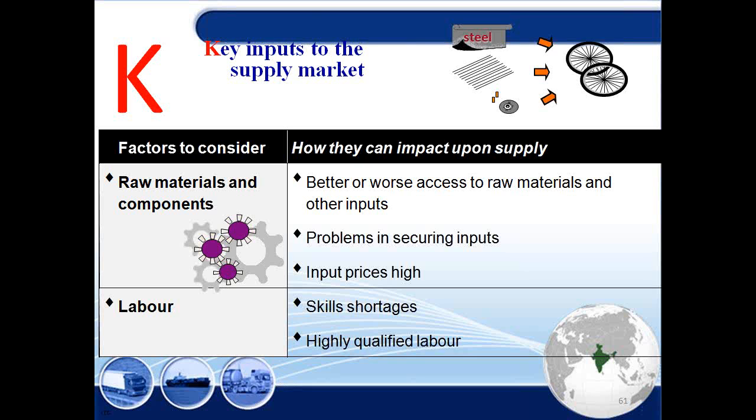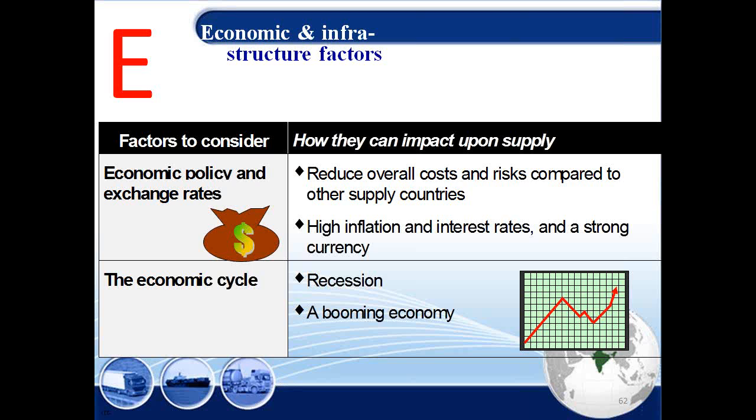Now, key inputs to the supply markets. So K is the key inputs, raw materials and components. Better or worse access to raw materials and other inputs. Problems in securing inputs, and labor is also an issue. You are trying to buy from a country, you have set up your own plant there itself, but there's a labor shortage.